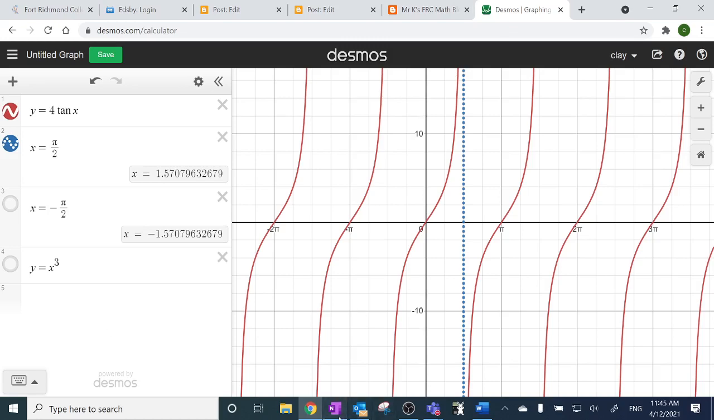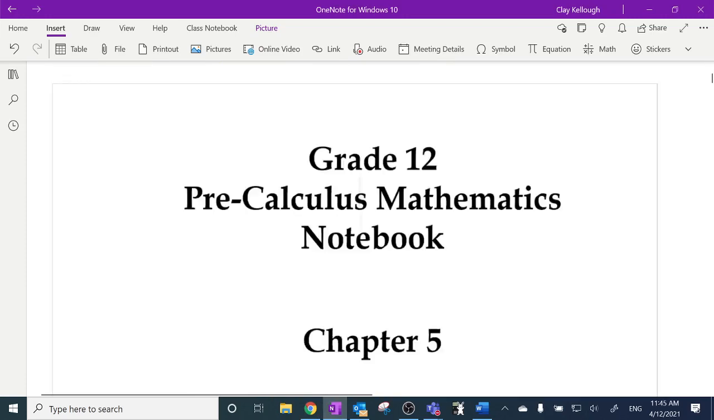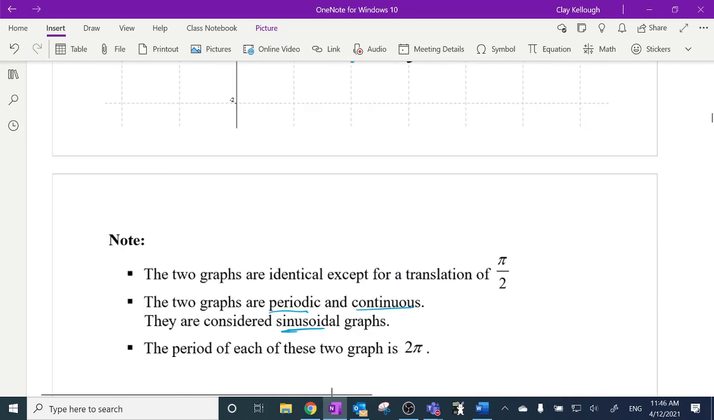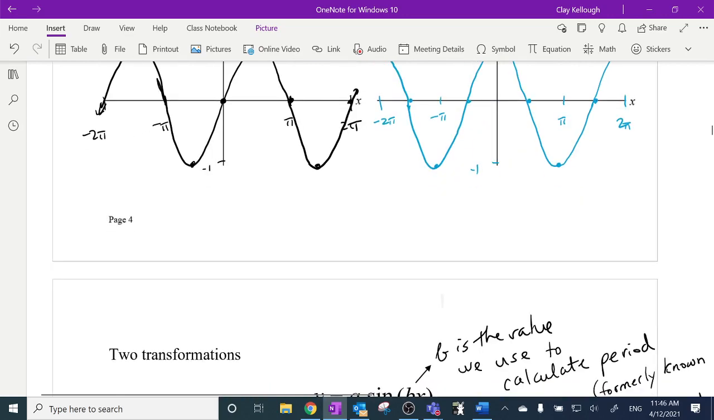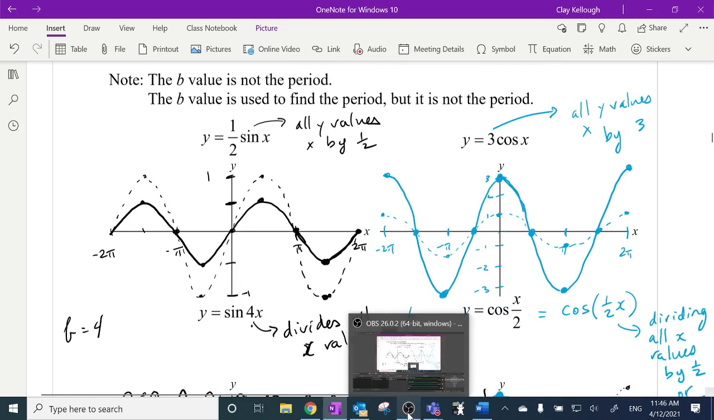So tangent graphs are not the big deal. The big deal is back here. Sine and cosine graphs. These are the kinds of sketches that you're going to have to be able to make. And your first homework actually has some. So, okay, I'm going to stop the video here and hand out some stuff for people to do.